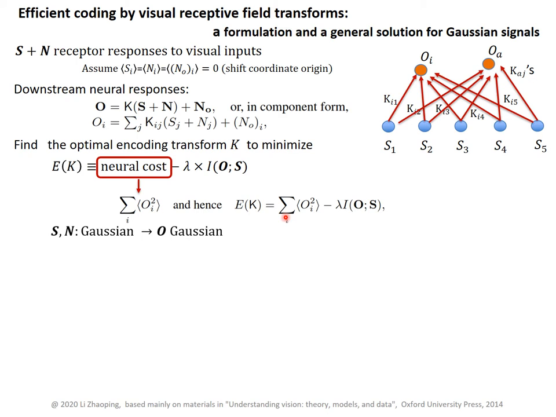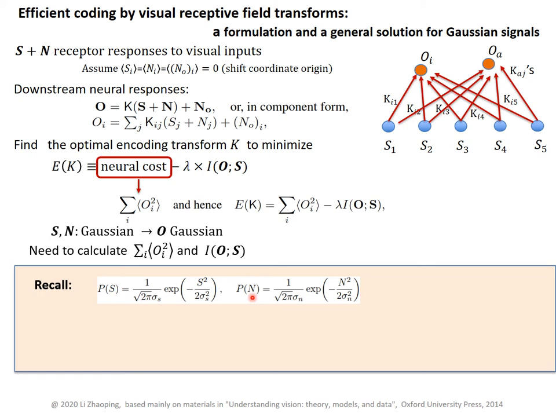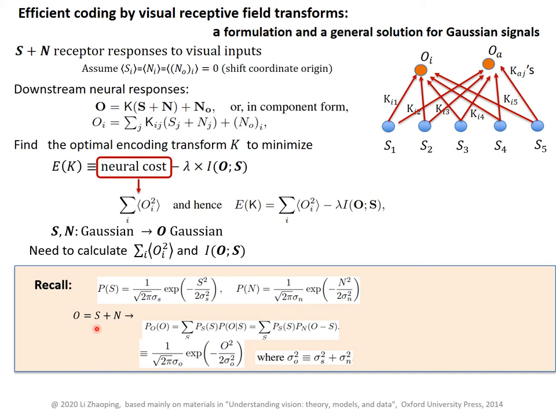We know that when the input signal and noise are Gaussian, then the output O is also Gaussian. So first of all, we need to calculate this summation of variances and also calculate this mutual information. To do that, let's first get some intuition in our simpler, familiar case when the signal and noise are both scalars. So a simple Gaussian. When the output O is basically the summation of the signal and noise, we remember that O is Gaussian with variance sigma_O squared, which is just the summation of the input signal variance and input noise variance. And when we calculate the mutual information, remember it comes out simply as a half of log 2 of the ratio between the output variance and the noise variance.